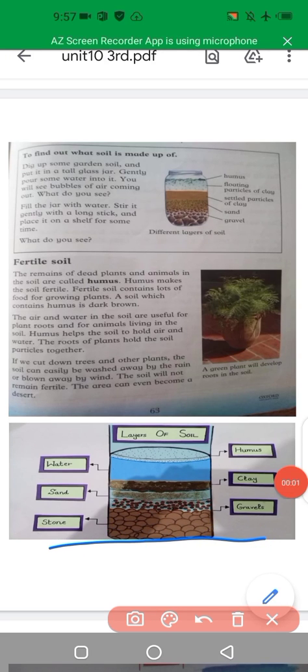Here we have a clear picture of layers of soil. First layer is known as humus. Humus contains dead remains of animals and plants, which make the soil very fertile. Fertile soil contains a lot of food for growing plants. A soil which contains humus is of dark brown color. So then second, here we have water, then clay, then sand particles, some gravels, and stones.